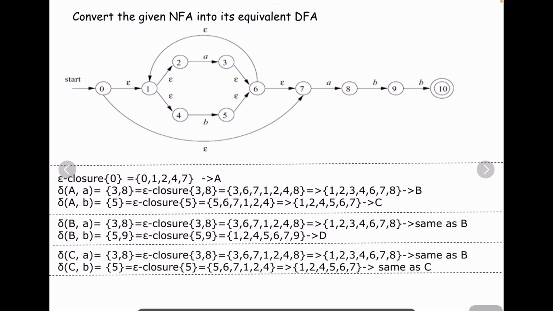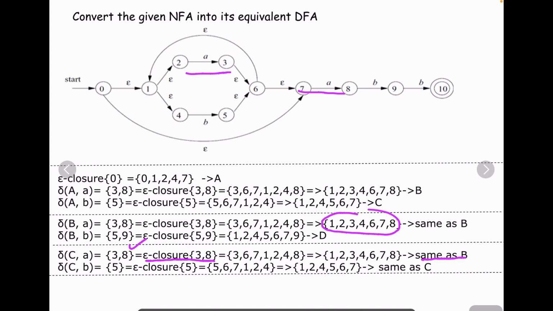C on A: we will get 2 to 3, another one is 7 to 8, that is 3 comma 8. For C comma A, you have to find out the e-closure of 3 comma 8. The e-closure of 3 comma 8 is 1 2 3 4 6 7 8. This is similar to B.